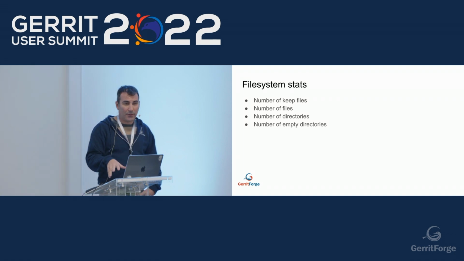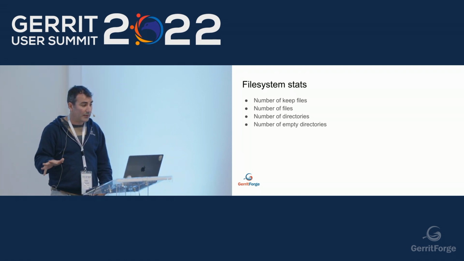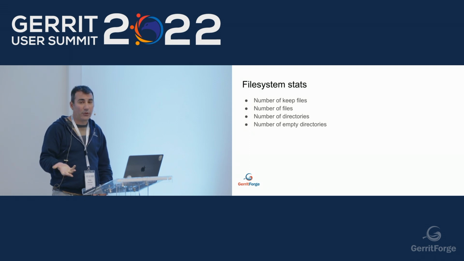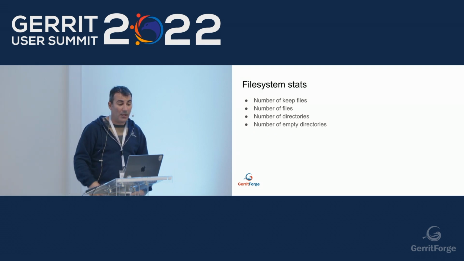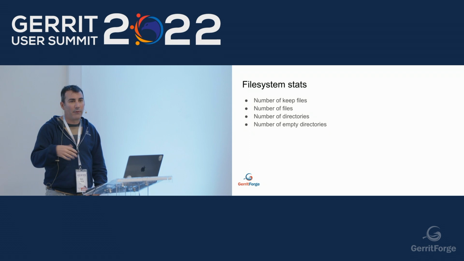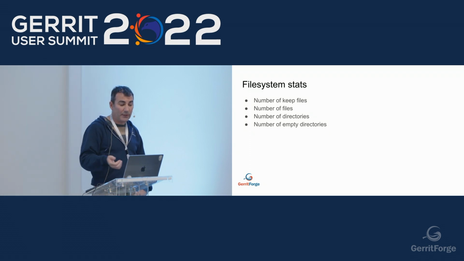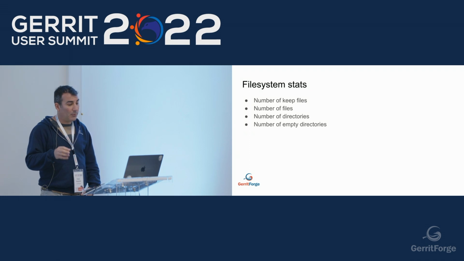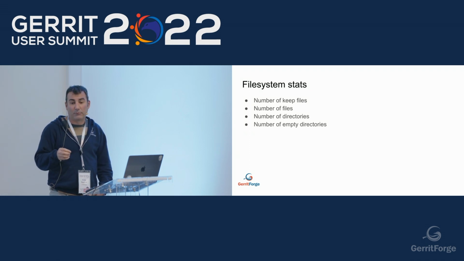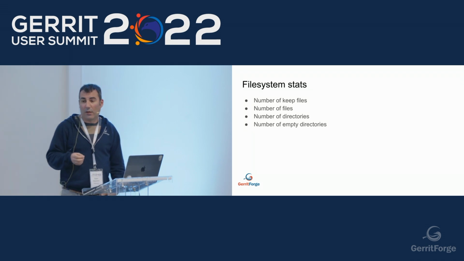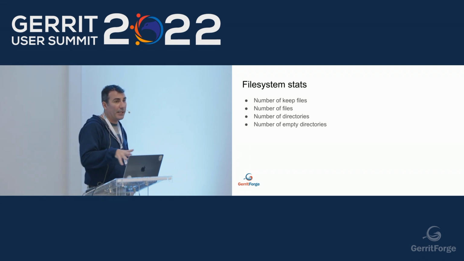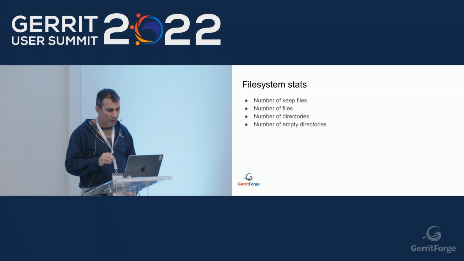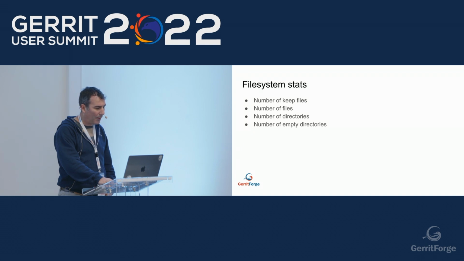The second one we call file system stats, and they are just information about the status of the file system of your Git repositories. So we are talking about keep files, number of files in general, number of directories, number of empty directories. Each of these, particularly if you are using something like an NFS to store your Git repositories, is quite interesting. They create a big impact on the performance of your NFS file system. So you better watch out for these numbers if they go up.